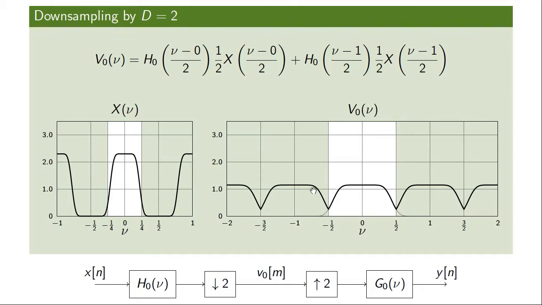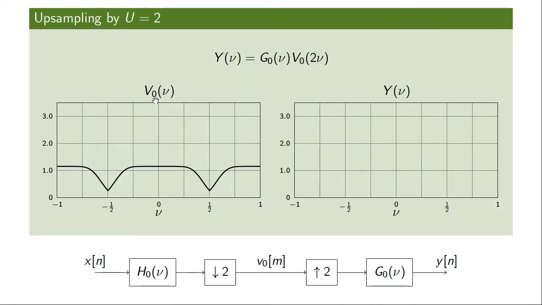So let's consider now what happens when we do interpolation with this system. So we start with the signal v0 that we just obtained, and we want to create the signal y of n in terms of its discrete time Fourier transform. So what is prescribed for the upsampler is simply a stretching in or compacting in frequency of the original signal v0 of m. So if we look at that, this is what we get.